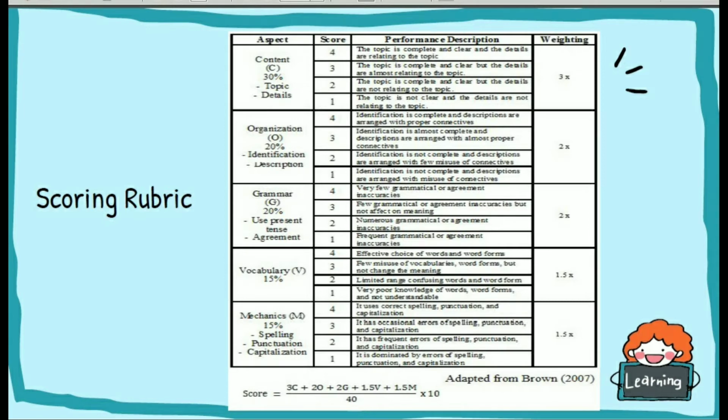And the last aspect is the mechanics aspect. Score and performance description for score 4, it uses correct spelling, punctuation and capitalization. Score 3, it has occasional errors of spelling, punctuation and capitalization. Score 2, it has frequent errors of spelling, punctuation and capitalization. And for score 1, it is dominated by errors of spelling, punctuation and capitalization.